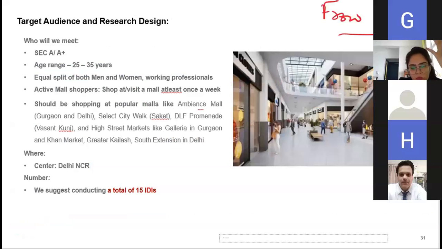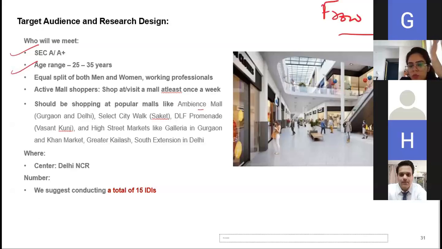So based on, ma'am, it can be income. Yes, it can be income, because they were looking for these futuristic malls, which are for ultra rich people. So definitely income also. So SECA, social economic class A, and range 25 to 35 years.